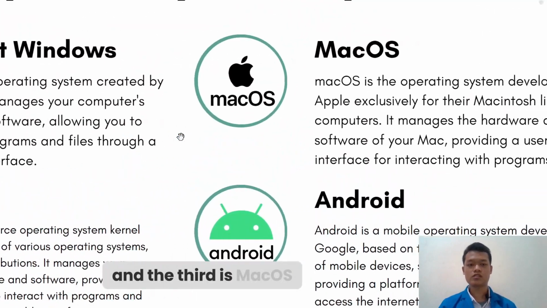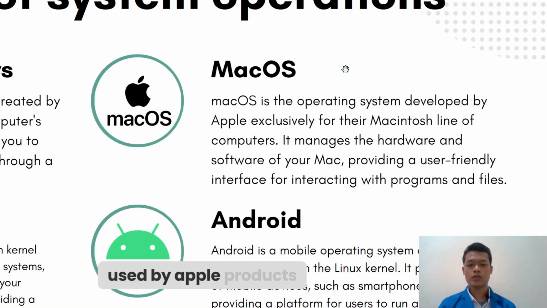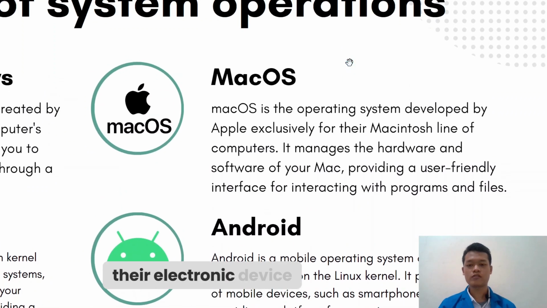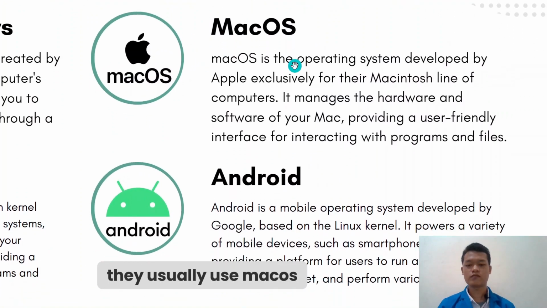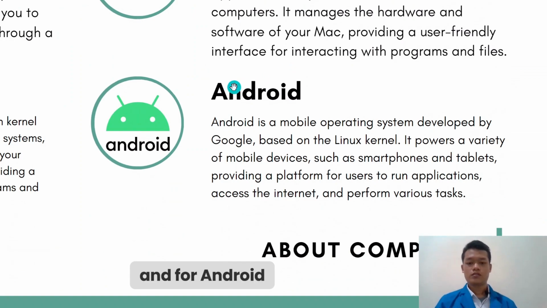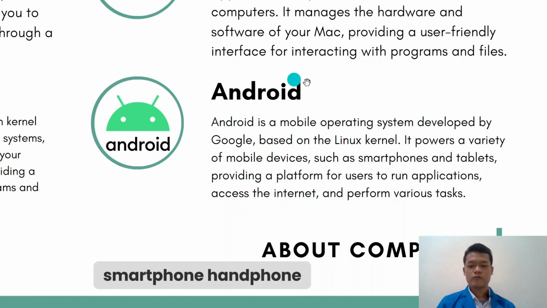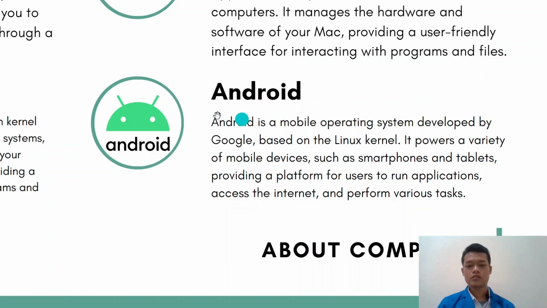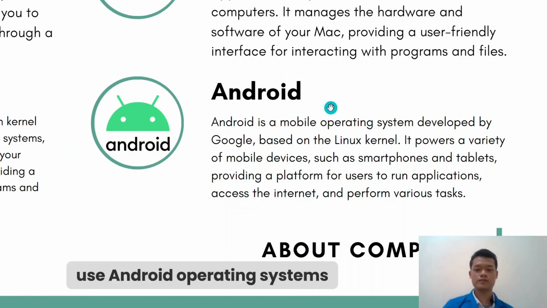And the third is macOS. macOS is usually used by Apple products, their electronic device like laptop, handphones, or something. They usually use macOS. And for Android, it's for smartphone, handphone. The smartphone or handphone usually use Android operating systems.